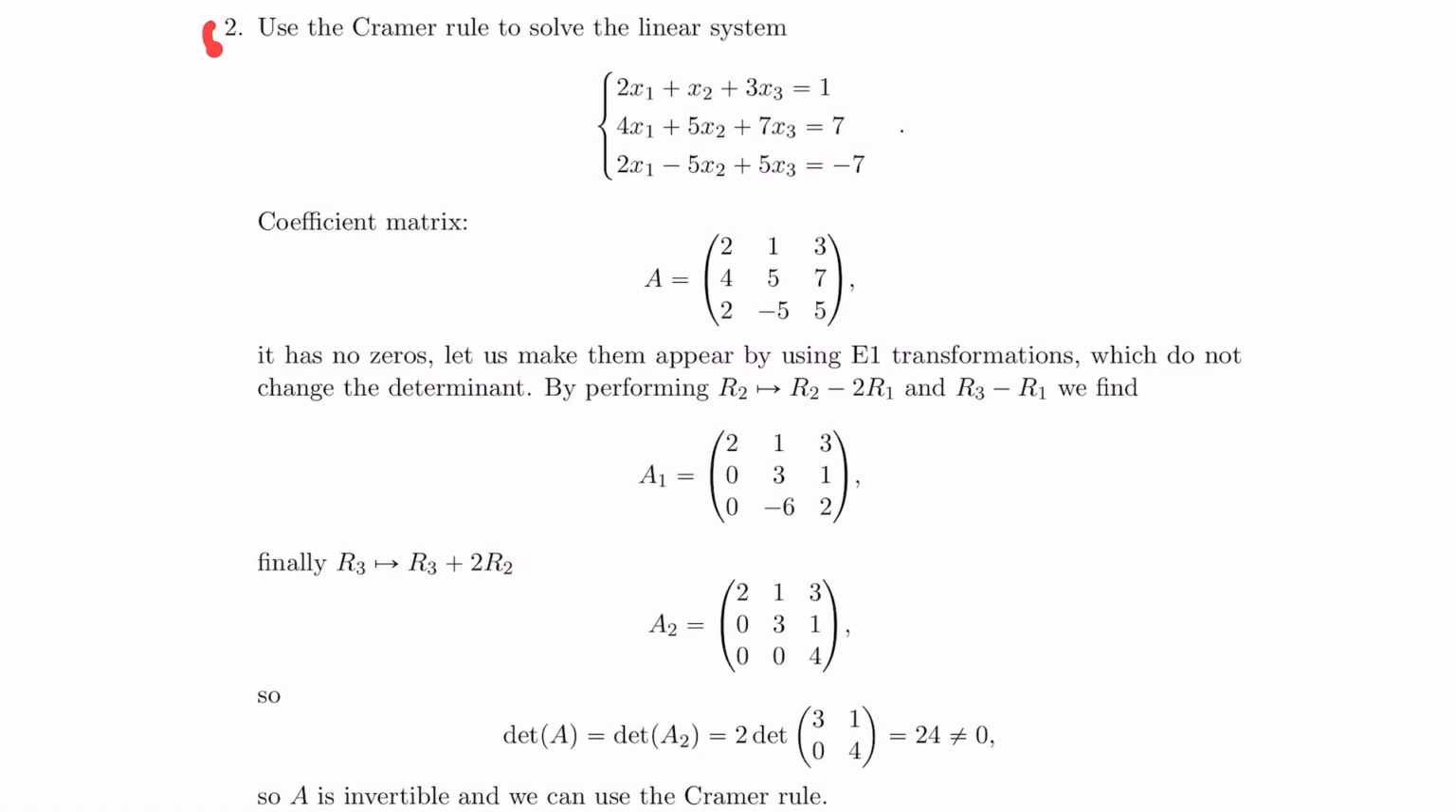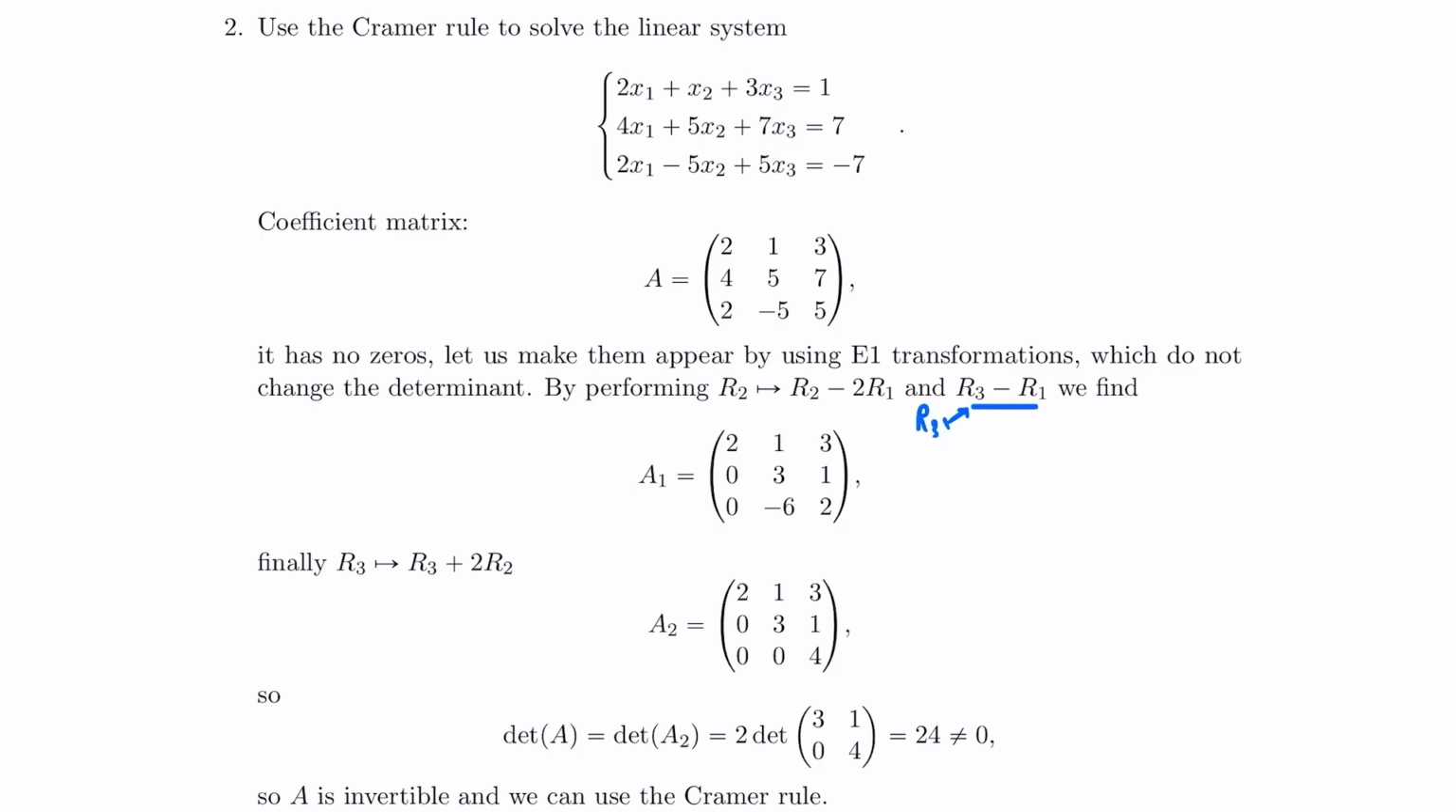Okay, let's see the solution of this exercise. We have this linear system. We build the coefficient matrix, and we notice that there are no zeros in this matrix. So if we want to compute the determinant of A in order to know if the linear system is solvable with a unique solution, that is, the determinant of A is different from 0, we can reduce the matrix A by rows using E1 transformations that don't change the determinant, and then the computation of the determinant will be much easier.